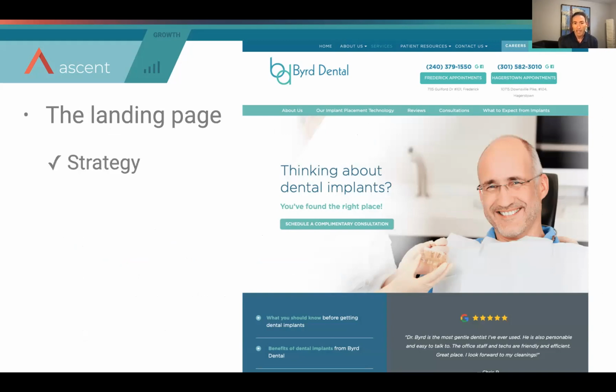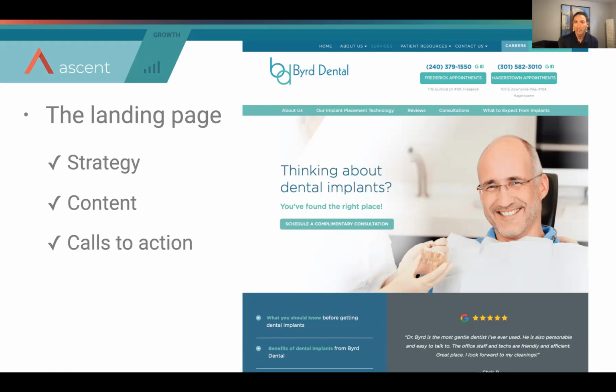The first is strategy, right? It has to sell not just the idea of implants in this case, but implants with Bird Dental. And so you have to have information and content that makes people feel comfortable making the phone call, because ultimately that's the whole purpose of this: it's got to produce phone calls, right? The higher rate of phone calls you produce when people hit your landing page, the more successful the campaign.